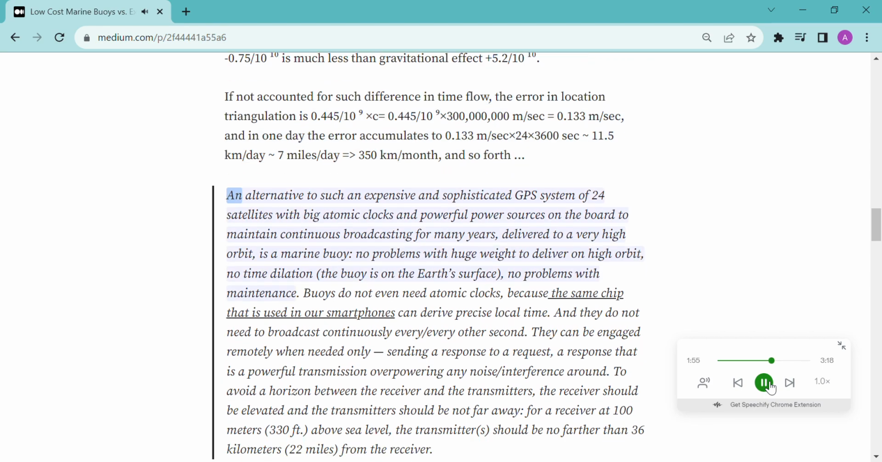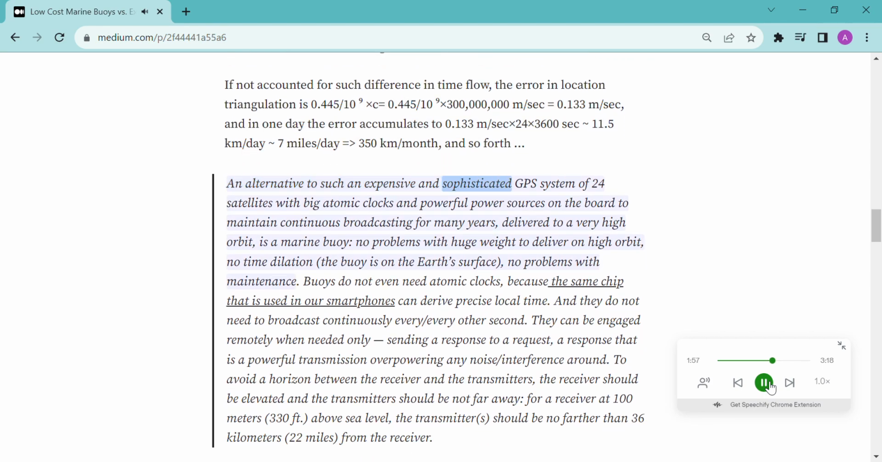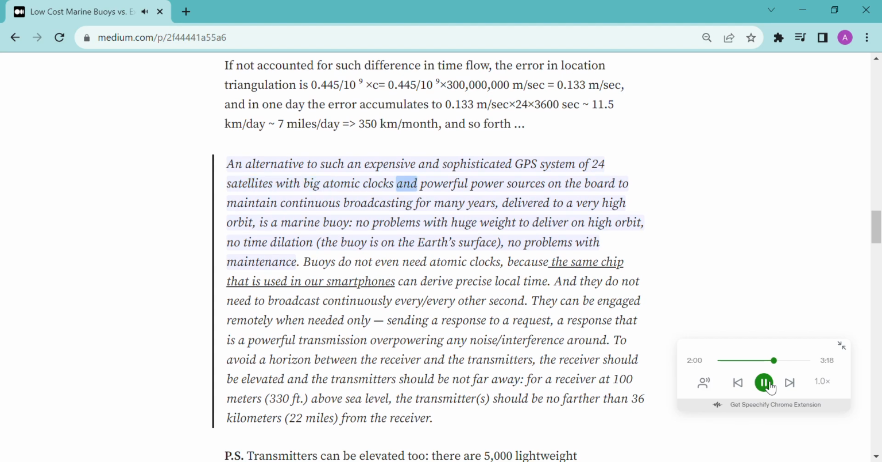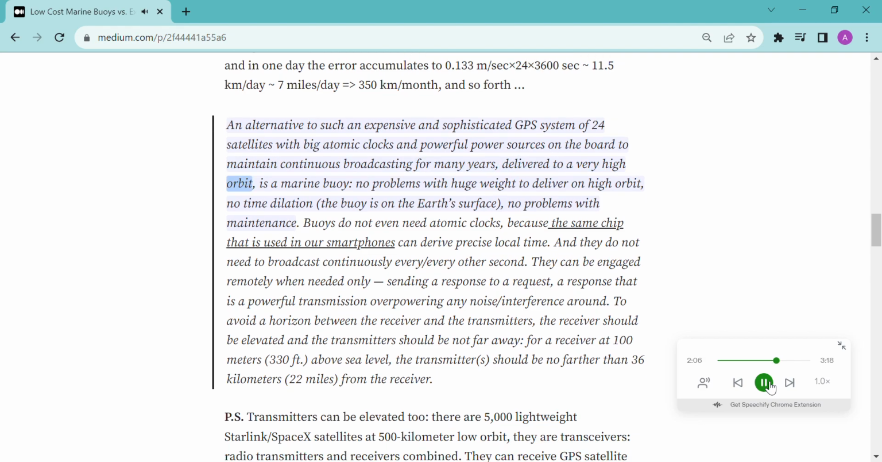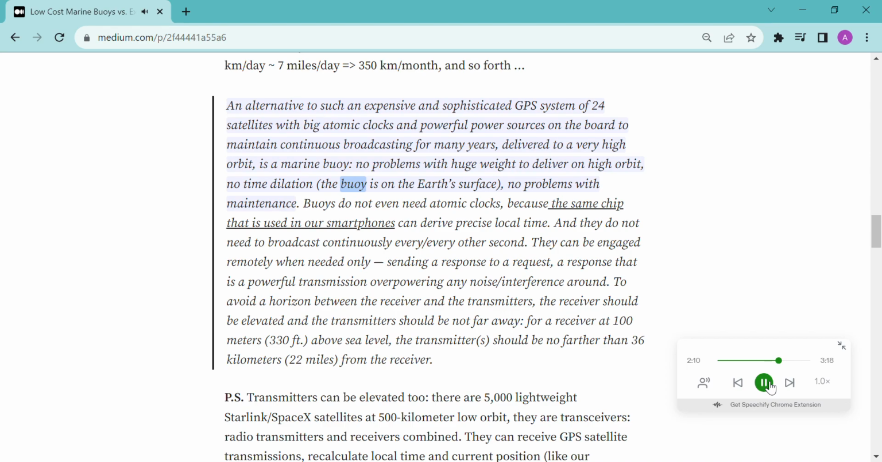An alternative to such an expensive and sophisticated GPS system of 24 satellites with big atomic clocks and powerful power sources on board to maintain continuous broadcasting for many years, delivered to a very high orbit, is a marine buoy. No problems with huge weight to deliver to high orbit, no time dilation, since the buoy is on the Earth's surface, and no problems with maintenance.